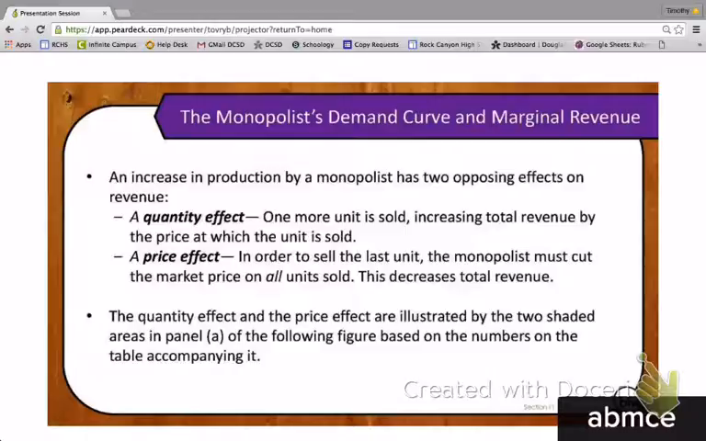But there's also a price effect. In order to sell that last unit, the bookstore must cut the market price on all units sold. The first 3 units were sold at a price of $14 each. Now those 3 are sold at $12 each. This decreases total revenue by $6. So the net impact of selling the 4th unit is the additional $12 we get from selling it minus the $6 we lose from lowering the unit price on the previous 3. So our marginal revenue is 6.